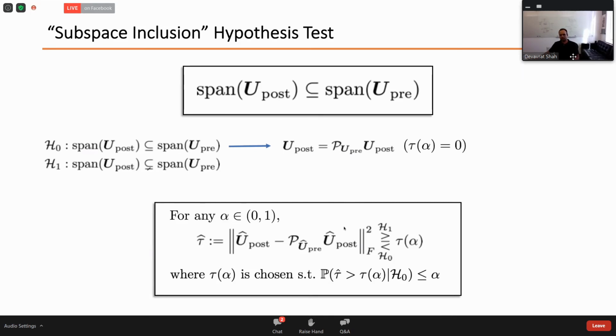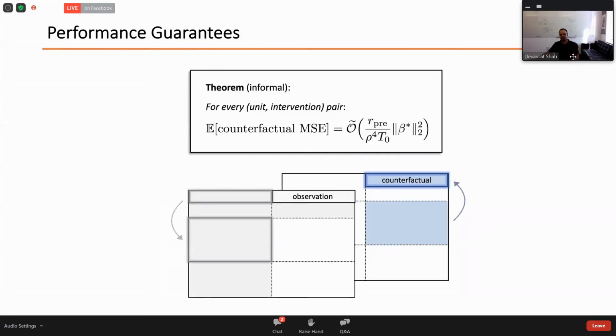And for this test statistic, we can find out explicitly what this threshold should look like for a given confidence level alpha. And this helps us: if my test statistic is larger than this T alpha, then I will reject the null. Otherwise, I will not reject the null. And this serves as a hypothesis test that we use everywhere. And this provides now a hypothesis test for synthetic control literature that was missing in the literature.